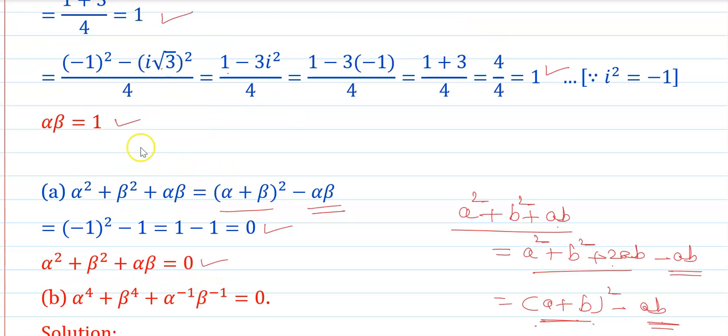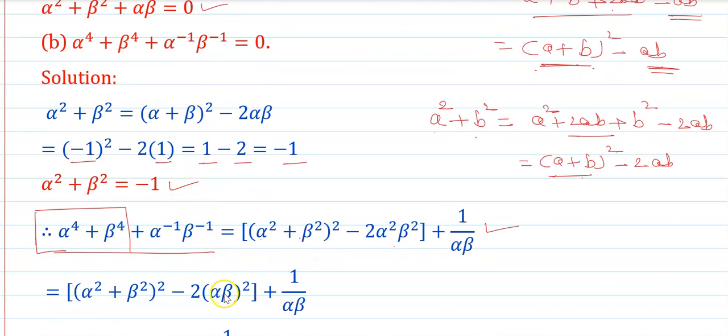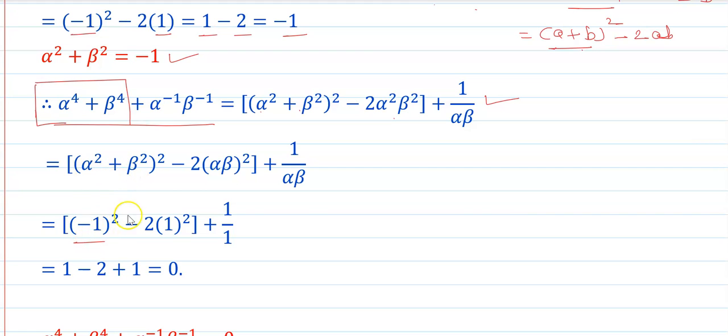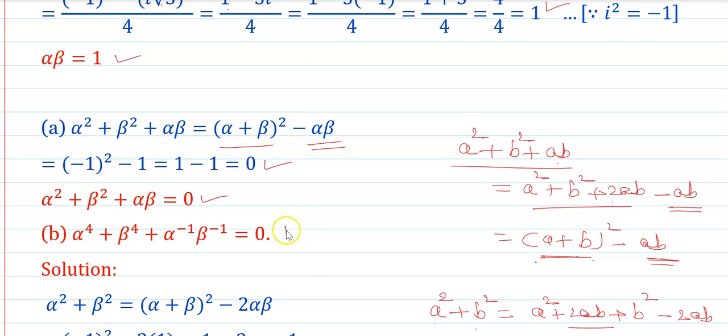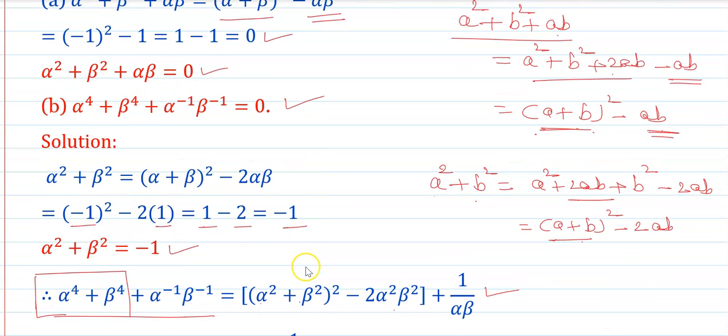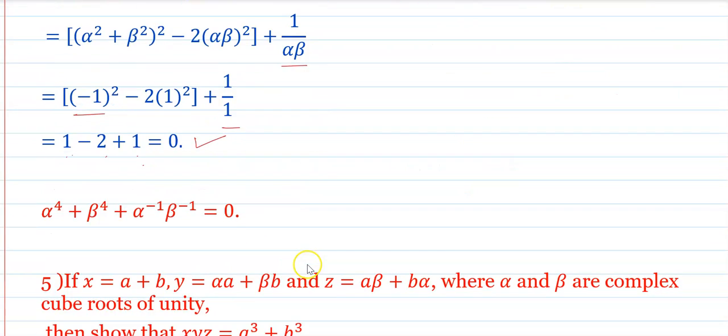Okay. Alpha into beta, what value did we get? Here we got 1. Okay. Now here, (-1) square minus 2 into (1) bracket square. Okay. The minus term, we will take 1 upon alpha into beta, and the value of this is 1, 1 upon 1. Overall, (-1) square minus 2 times 1 square means what? -2 plus 1 plus 1 plus 2 minus 2. Overall you will get here 0. And hence the value of this expression is 0. Okay. Now the next.